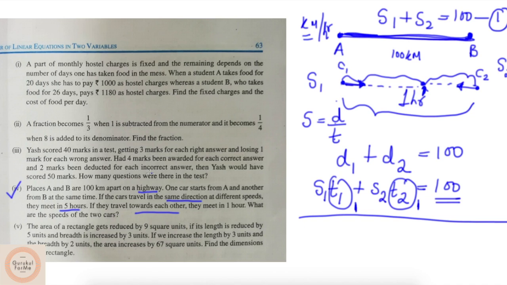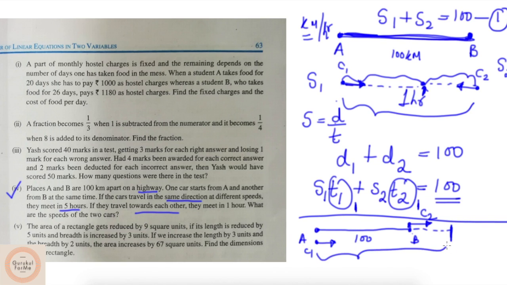Now let's look at if the cars travel in the same direction. So this is A and this is B, and both are 100 kilometers apart, and both are traveling in the same direction. So this is car 1 and this is car 2, which is also traveling in this direction. Same direction means one is following the other, and they start at the same time. So they will meet somewhere, maybe here, which is outside the 100-kilometer mark, after 5 hours.